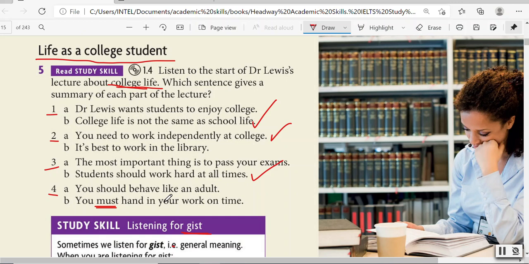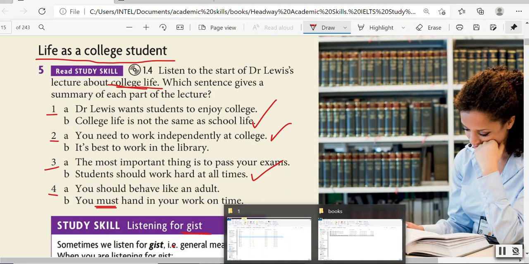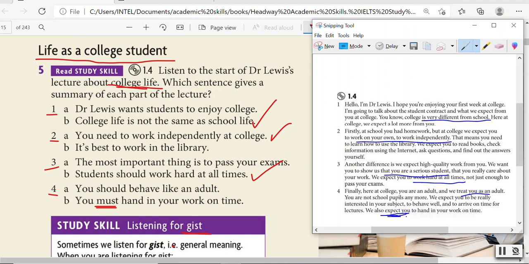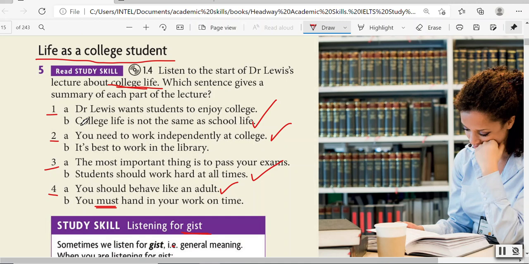He said, we expect, not must. Check it. We expect to hand in your work on time, not you must. And the right option for this one is A, okay? Be careful. B, A. The right or the correct answer will be like this. Check your answers. And we can select the main idea like this.